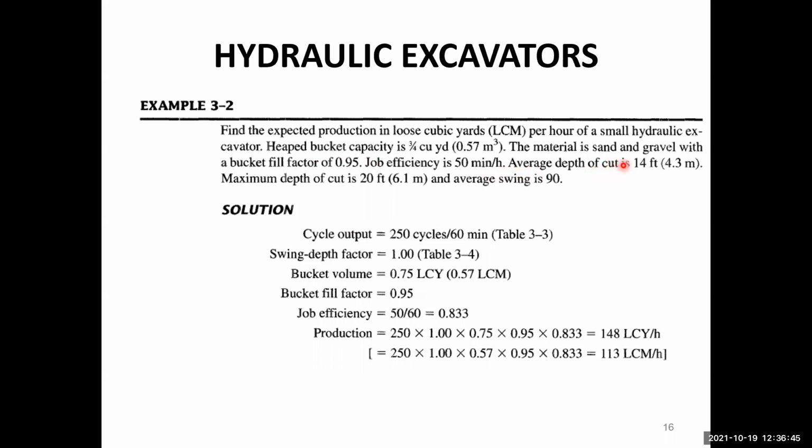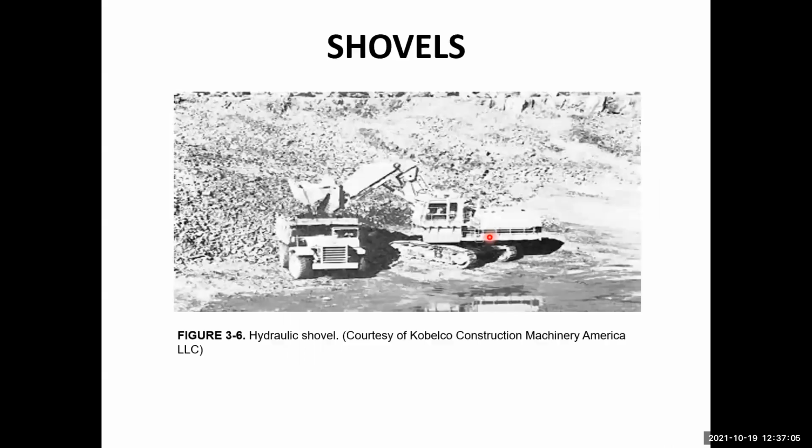The average depth of the cut is 14 feet or about 4.3 meters. Maximum depth of the cut is about 20 feet or 6.1 meters. And the average swing is 90 degrees. So you can see that we have various types of data over here. The cycle output is 250 cycles per 60 minutes. This we can obtain from table 3-3.